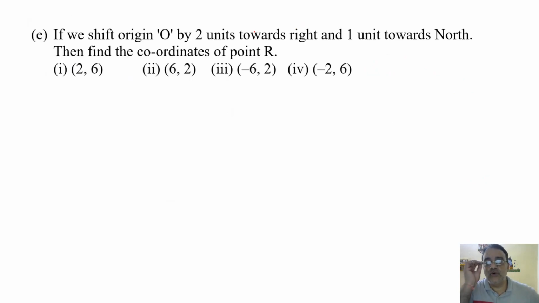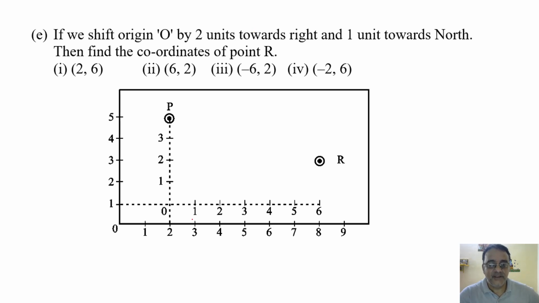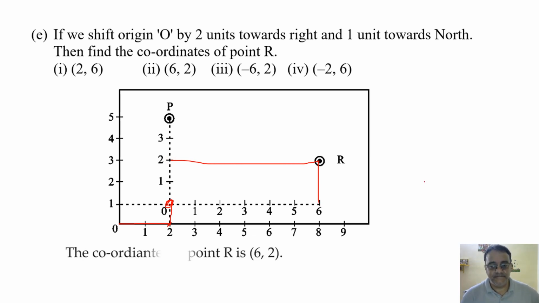If we shift origin O by 2 units towards right and 1 unit towards north, then find the coordinates of point R. Okay, first understand the diagram. Look here, what we did: we shifted the origin 2 units to the right side, and then 1 unit to the north side, so the origin came here. Now this is our new Cartesian plane, right. Now find the coordinates of point R. This coordinate we have to find, 6, 2, right, and the correct option is the second one, right.